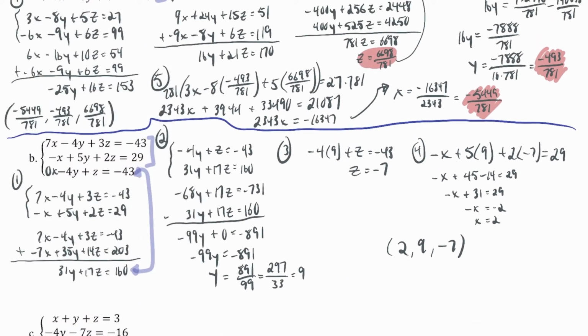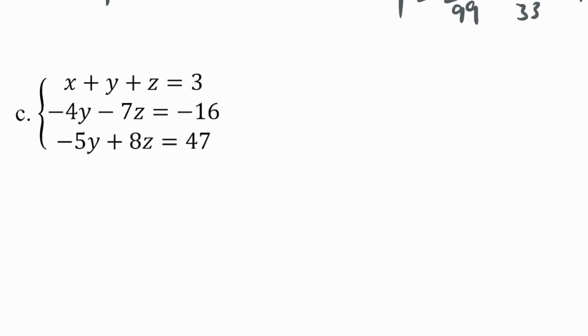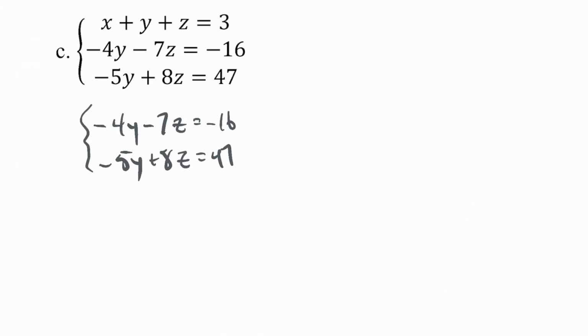So there we go. Let's go to the last one. And I'm assuming that this one will have no solution, is what I'm guessing. So I noticed that here, these don't have any x at all. So I guess I will start by just solving this pair of equations. So I'll first just copy them. Negative 4y minus 7z equals negative 16. Negative 5y plus 8z equals 47. I guess I will get a common coefficient of 20 here. I'll multiply the top equation by 5 and the bottom equation by 4.